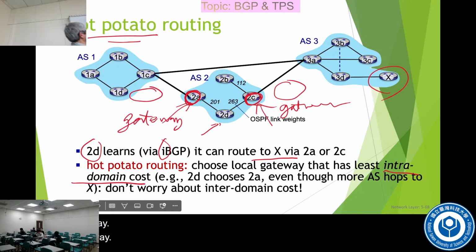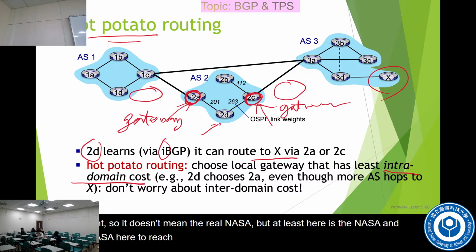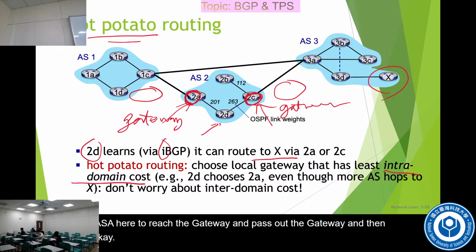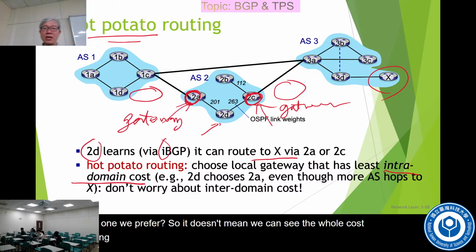Alright, so it doesn't mean the real next hop, but at least here it's the next hop, and the next hop here to reach the gateway. And pass on the gateway, and then we will know which one we prefer. So it doesn't mean we consider the whole cost, including the inter-domain cost. We just care about the local cost to the local gateway.